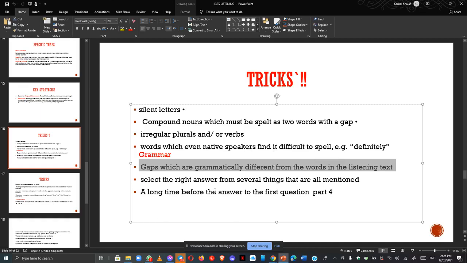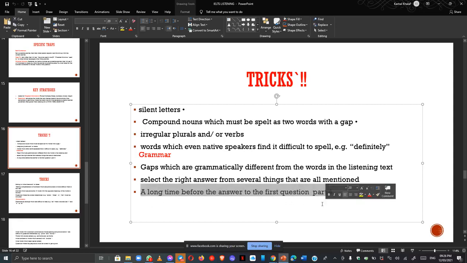Select the right answer from several things that are mentioned, all mentioned. This is very important, very simple, related to what you need to answer, related to the keywords in the question itself. This is the number 4. Yeah, it's written here. A long time before the answer to the first question, especially in part 4. In part 4, you wait for a long time before you get the answer.